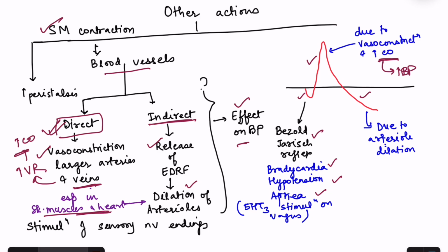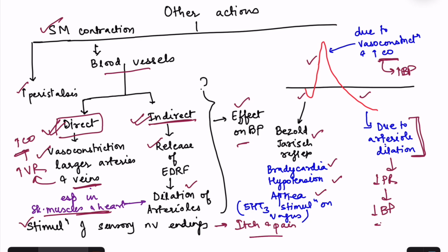Then further there is a fall in blood pressure, and that is due to arteriole dilation. That is the indirect effect of serotonin. When arterioles dilate, there is a decrease in peripheral resistance and hence a decrease in blood pressure. Then what are the other effects of serotonin? We have increased peristalsis. We have already seen smooth muscle contraction. Intestinal smooth muscle contraction will cause increased peristalsis, and stimulation of sensory nerve endings can lead to itch and pain, similar to what we saw in the case of histamine.